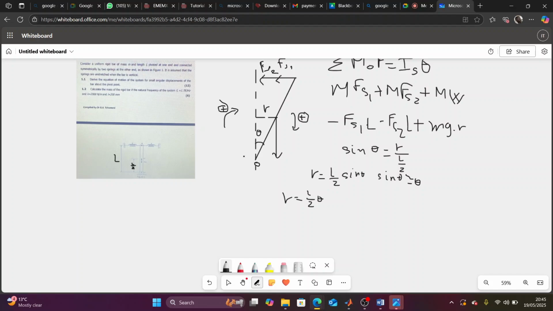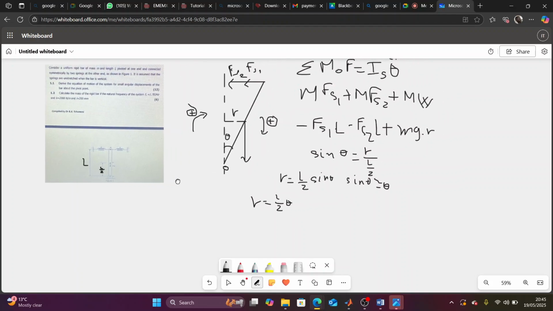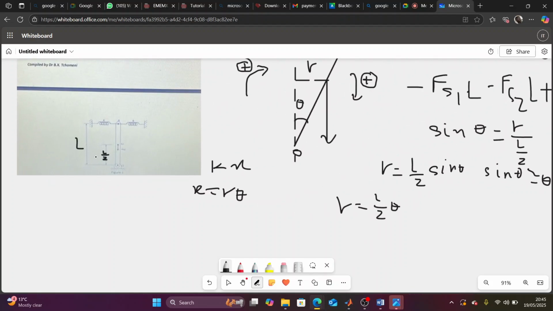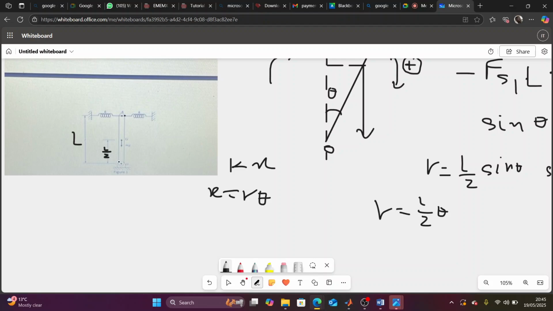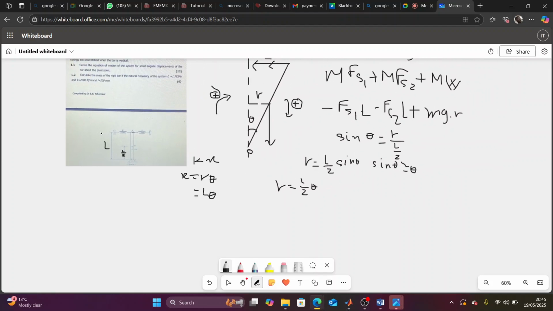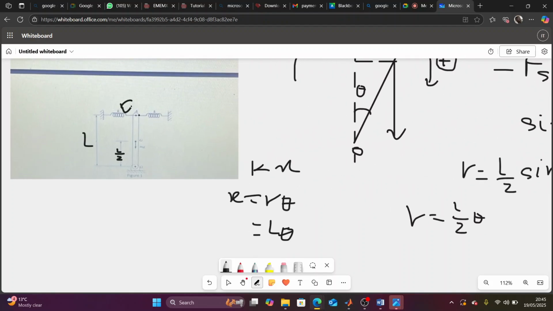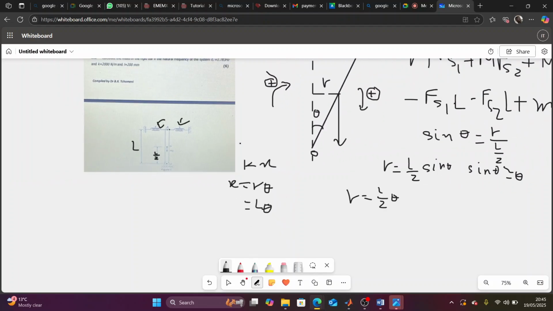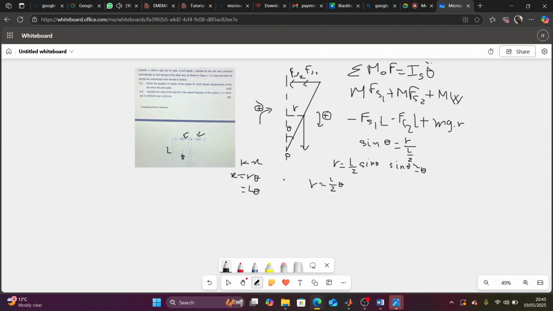Now, what is next, Andile? What is Fs? We know this chapter is about repetition. Fs is k times x, right? So what is the x here? x is r theta. Now, what is r? r is simply the distance from the spring to the pivot, which is L. That's why x will be L theta. Remember guys, if you zoom here, this k and this k is the same.